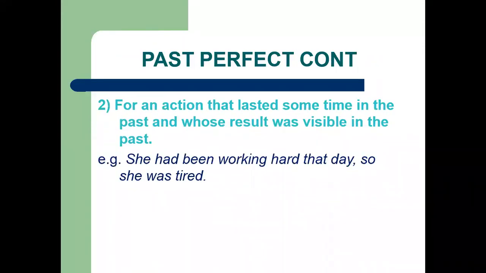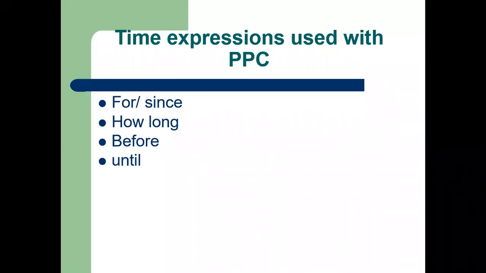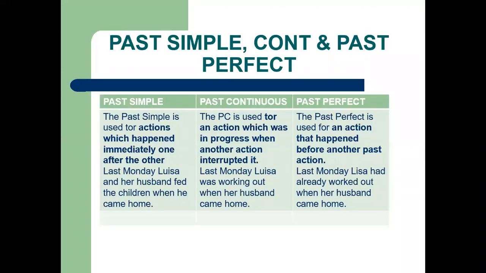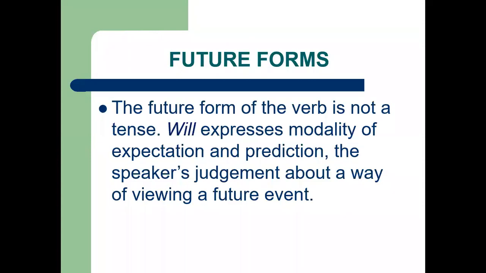For an action that lasted some time in the past and whose result was visible: she had been working hard that day, so she was tired. Same expressions for since, how long, before, until. Here you have, right, the comparison. We can say that past simple is used for actions which happened immediately one after the other, right, in a sequence. The past continuous for actions in progress in the past. Yes, maybe there's interruption, maybe not. And the past perfect is used for actions that happen before another past action.